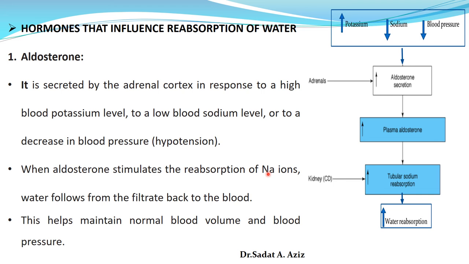if you remember what we said, there is a tight coupling between sodium reabsorption and water. So when sodium ion is reabsorbed, water can move directly through the process of osmosis into the circulatory system again, and this leads to what? A reduction of the urine volume and an increase in the blood volume. So this helps maintain normal blood volume and blood pressure.